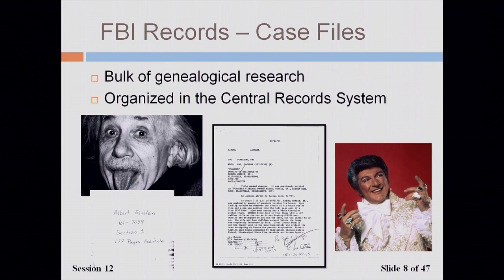The first set of FBI records I'll go over are the case files. Here you'll find the bulk of genealogical research. These files tend to be case files where you can find the work of the FBI. They're the documents that are created when the Bureau investigated individuals, groups of citizens, or any entity that was suspected or a victim of criminal activity.